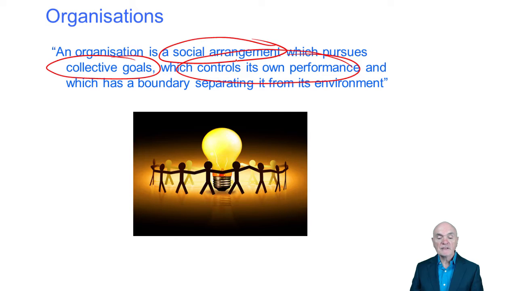And it has a boundary separating the organisation from the environment. We know who is in the organisation, we know who is outside the organisation, we know whom we can give orders to, and who we can't give orders to, and the like.